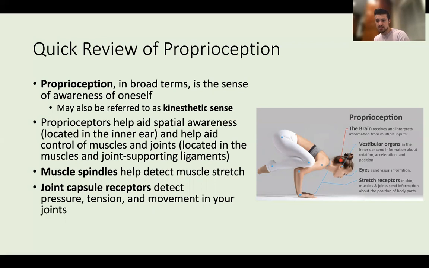The vestibular organs in the inner ear send information about rotation, acceleration, and position. So she's going to be using a combination of those to understand and recognize the actual bodily position that she is in on her hands. Eyes are sending visual information, so she can see that she's maybe a foot and a half off the ground. And the stretch receptors that we were just talking about in her skin, muscles, and joints are sending information about the position of body parts. There's probably going to be a lot more stress on the muscles and joints in her forearms than there are in her calves right now.